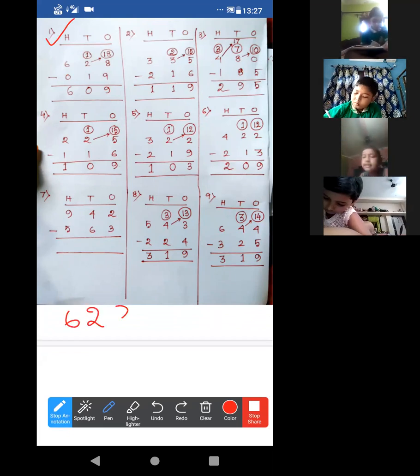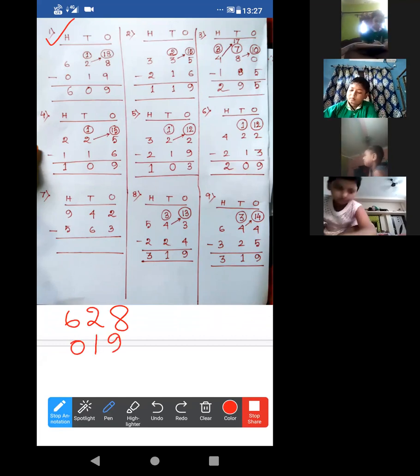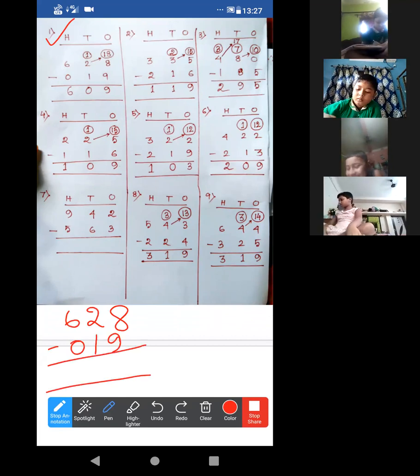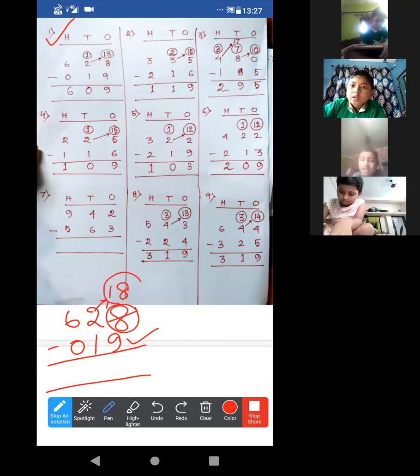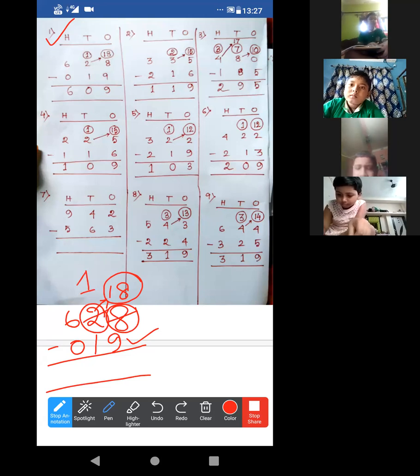628 minus 19. Look at this. This 8 is less than this 9, so we have to make it 18. How? From 2 we have borrowed 1. As we have borrowed 1, this becomes 18. But this 2 will become 1, because we have already taken out 1 from this 2. So it will be 1.